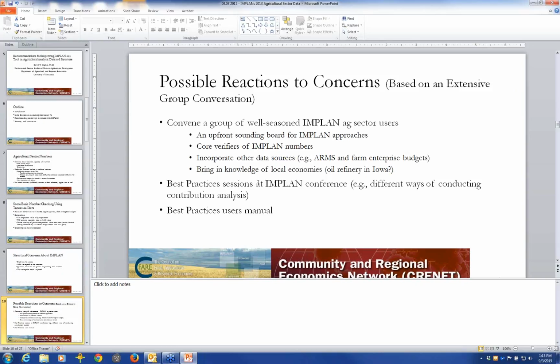Another set of issues is best practice seminars at IMPLAN conferences, the next conference, on different ways of conducting contribution analysis. People tend to do those slightly differently. And could we get people on board to do them the same way? And then perhaps a best practice user manual.